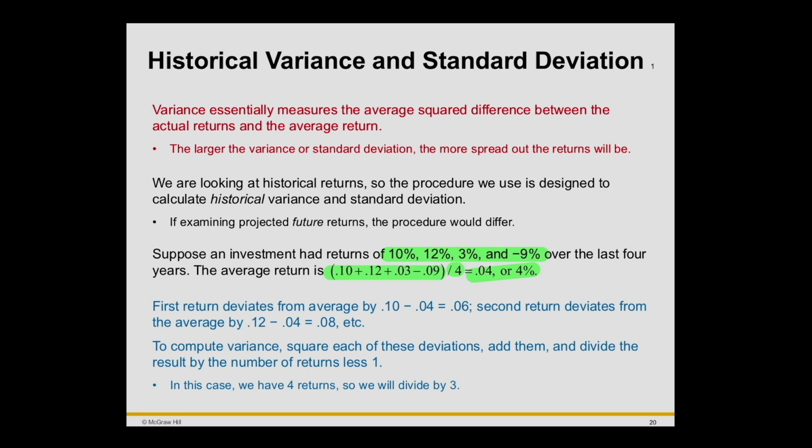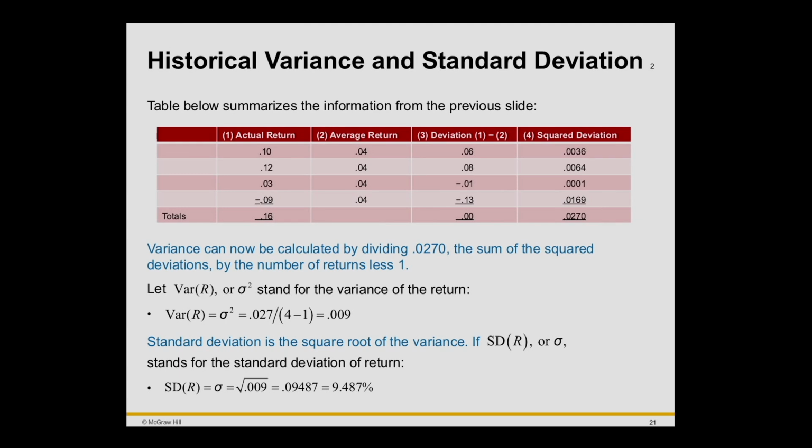All right, so if we actually look at the calculations here in this table, here are those same returns right there. Here is the average. When we subtract that average from each one, so 0.1 minus 0.04 gives us 0.06, and then we square that 0.06 to get 0.0036. Everything is similar to that for the other three. The one that might be a little bit confusing is negative 0.09 minus 0.04. That's why we have a negative 0.13.